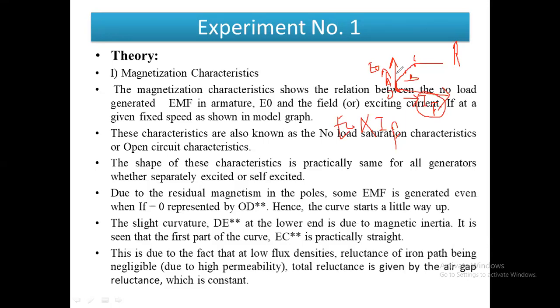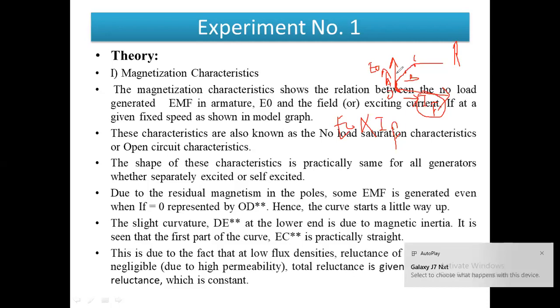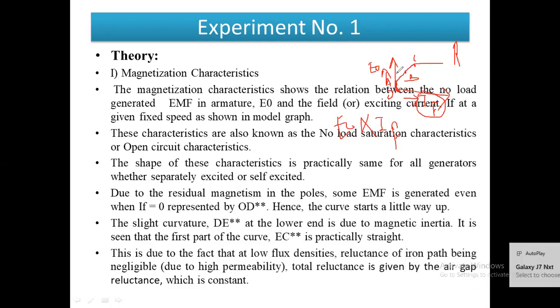Okay, see, after point C, if the field current again increases, परत जर field current increase केला, then the induced EMF will be constant. That means there is a saturation of magnetic flux that happens. Magnetic flux काय होतं? Saturation होतं. So after saturation, I have already told the saturation concept also. After saturation, if we again increase the field current, then the induced EMF of the generator remains constant.